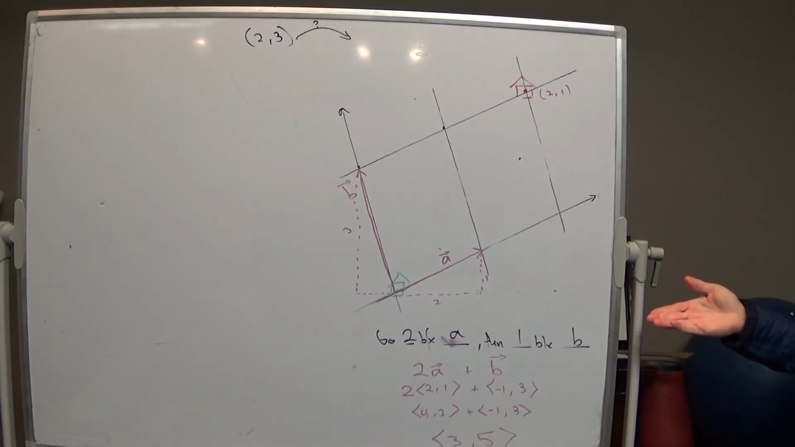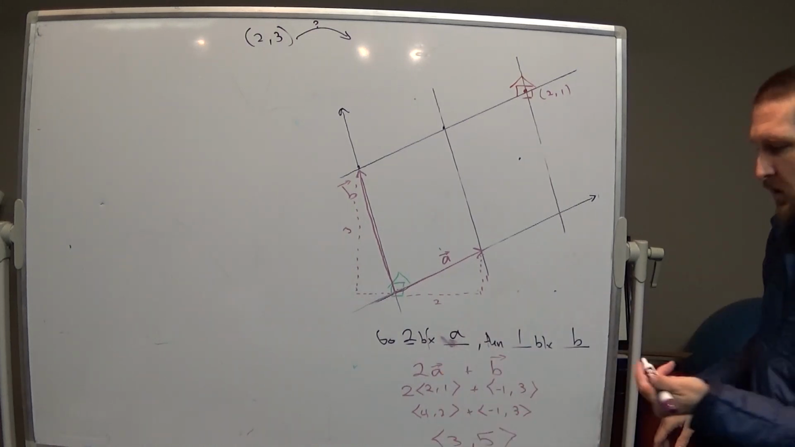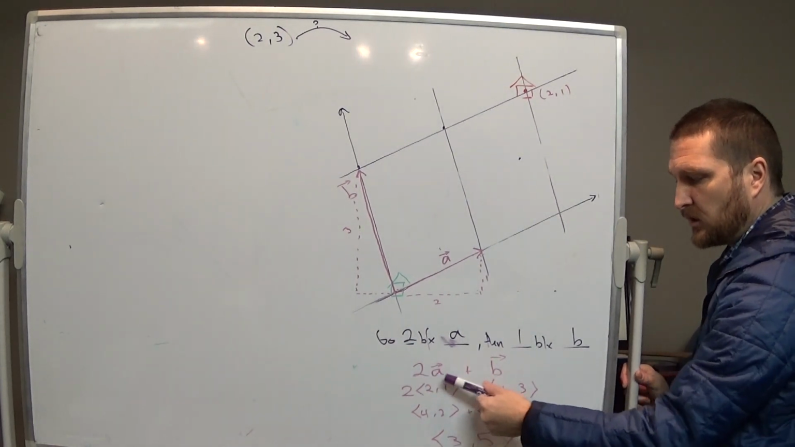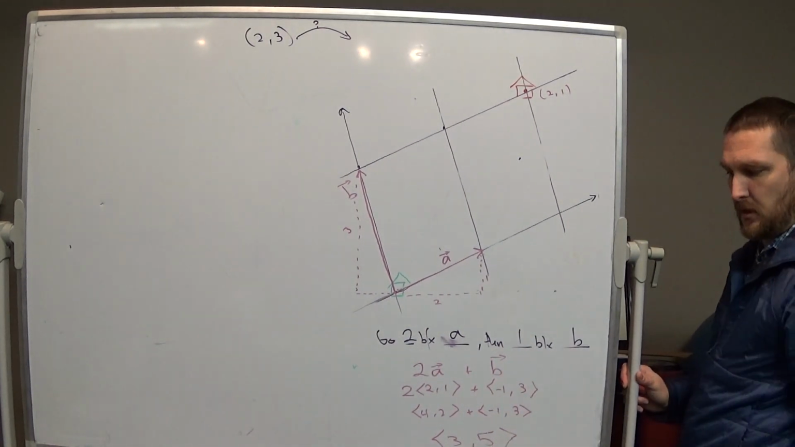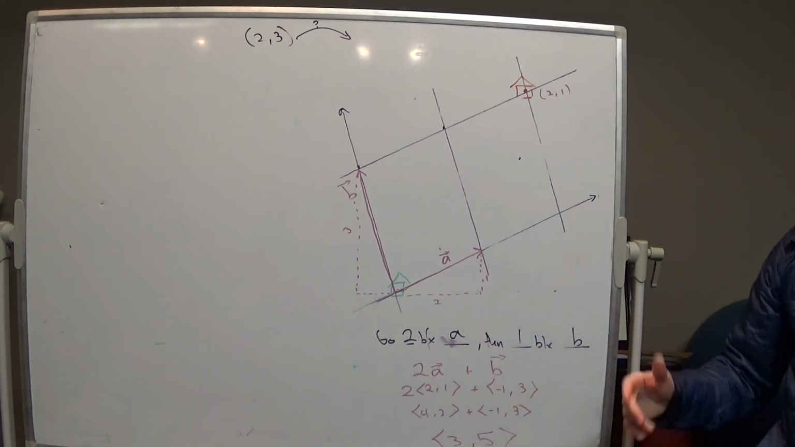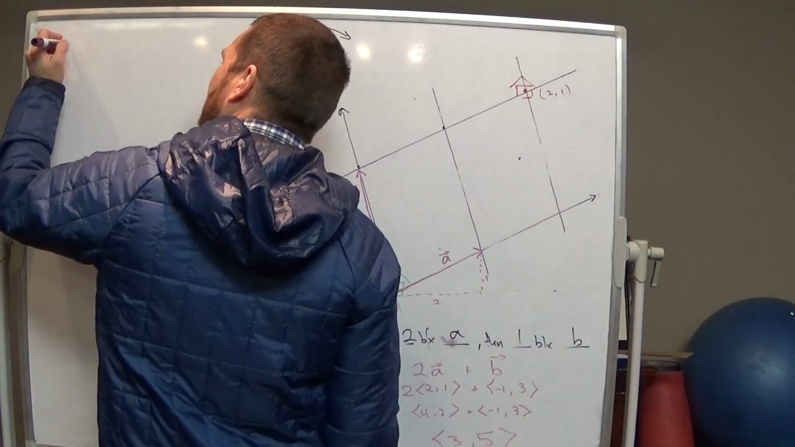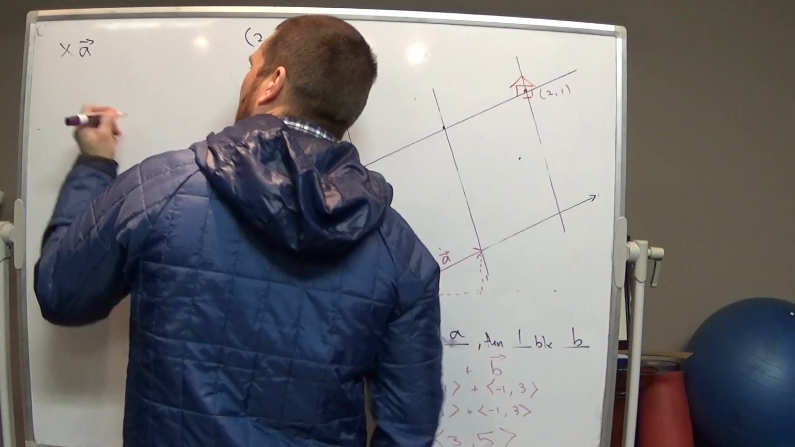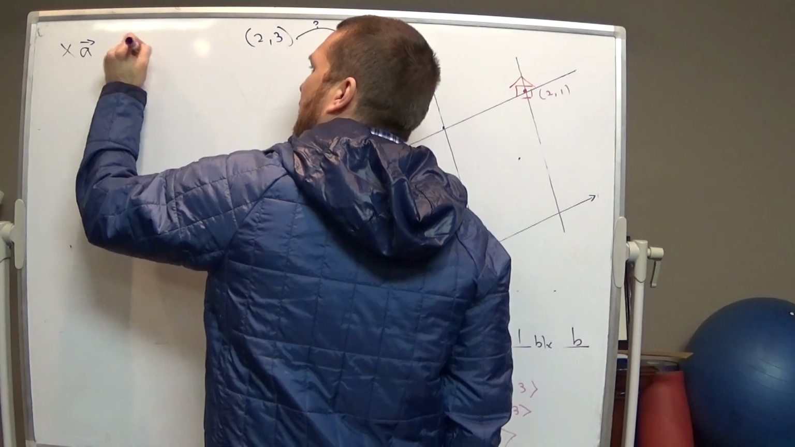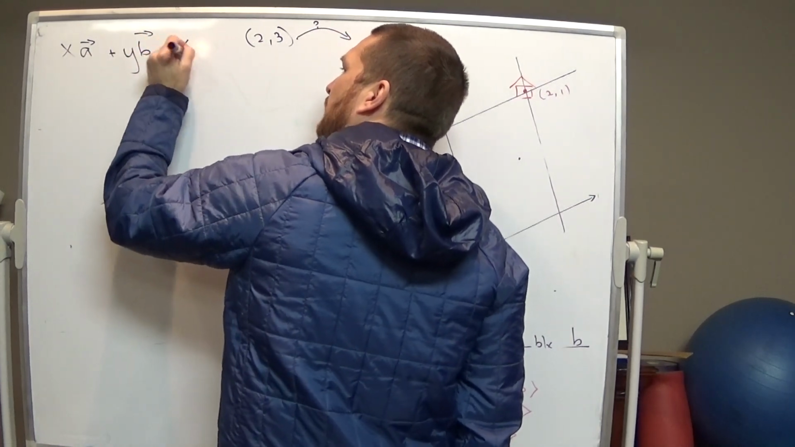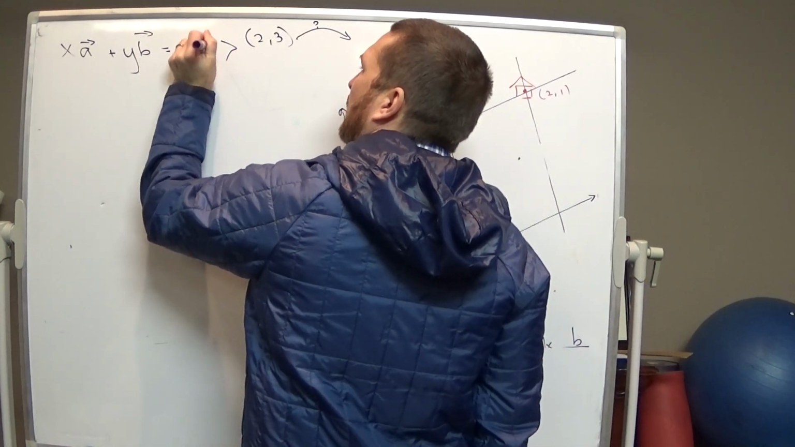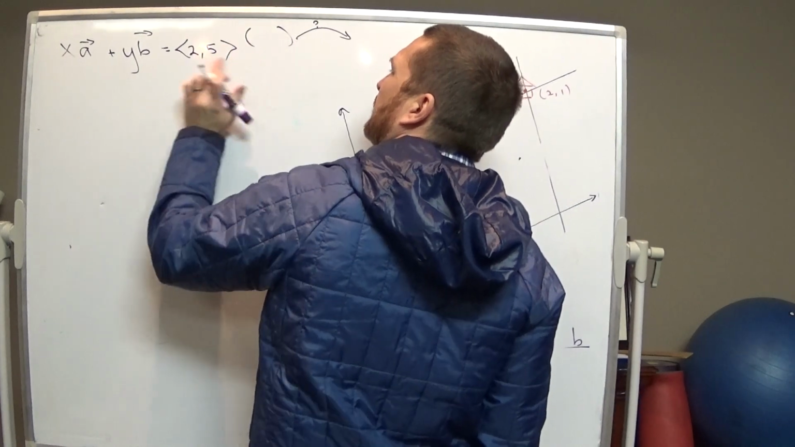We knew that the coordinates over here were 2 and 1, so it's 2 in this direction and something in this direction. But if we didn't know what those coordinates were and wanted to find them out, we'd say it's some number in that direction, plus some other number, we don't know what it is, in that direction. And that would give me the point I'm looking for, which in this case was 3, 5.